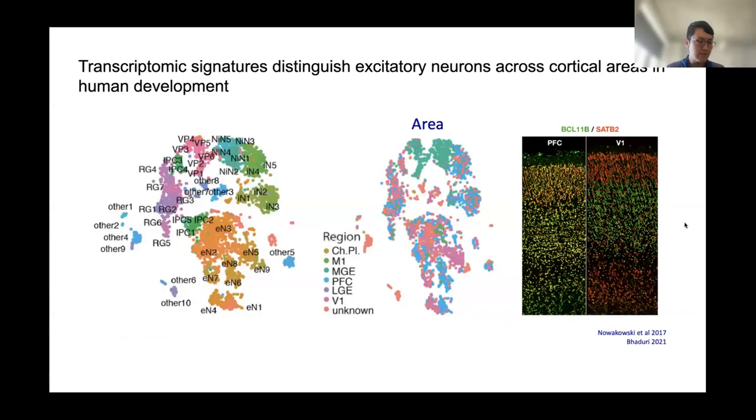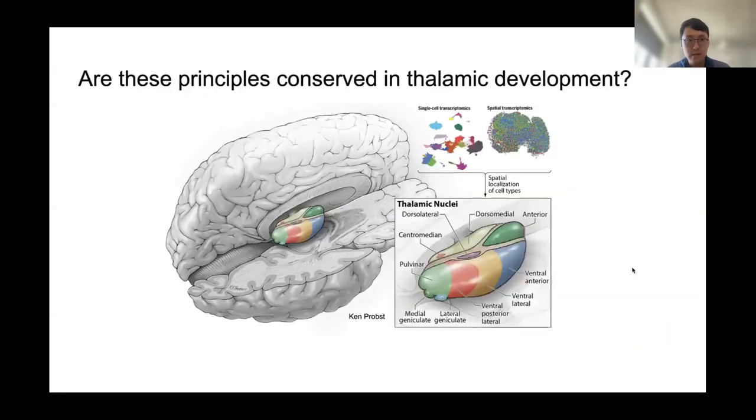And at least in the cortex, if you go into human development, you can already see some of the early specifications of these areas. From our colleagues here at UCSF, primarily in the Kriegstein lab, they have already shown in early atlasing efforts that specific areas like the prefrontal cortex and visual cortex diverge quite early in their neuronal identity. And in their most recent work, they've shown that it even precedes neurogenesis, at the earlier stages of cell types such as the iPSCs. So the big question for us was: are these principles conserved in different regions, specifically in thalamic development?